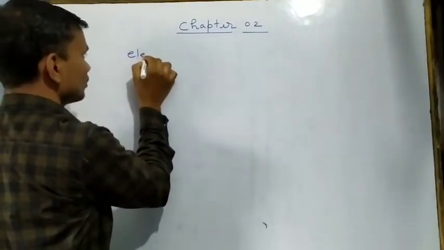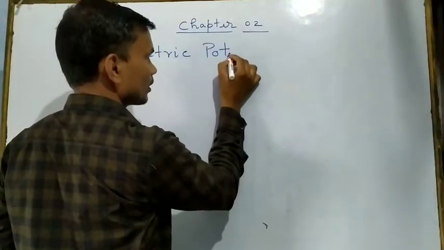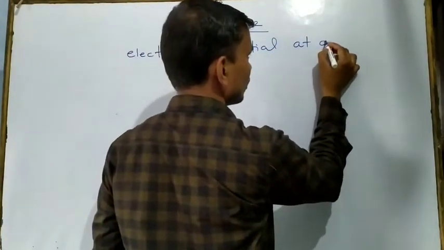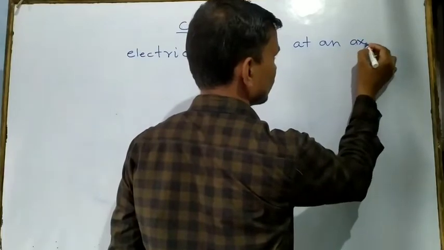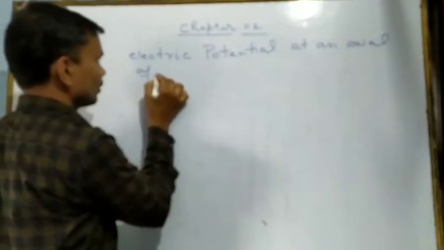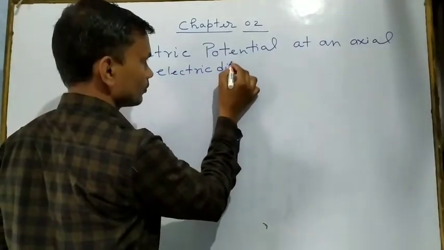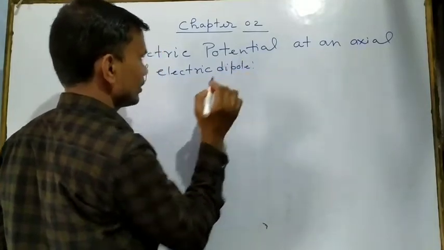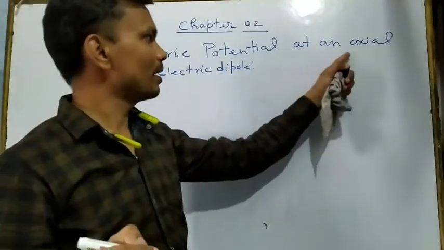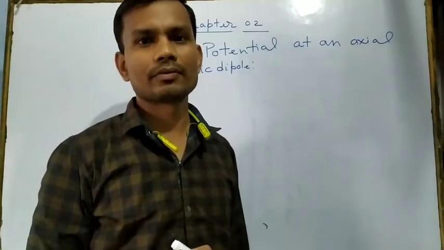electric potential at an axial point of an electric dipole. This is our heading. So the electric potential that we want to calculate is at an axial point of an electric dipole. Electric field we calculated in chapter 1.